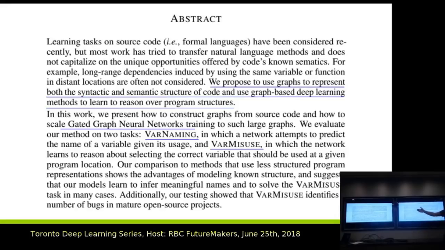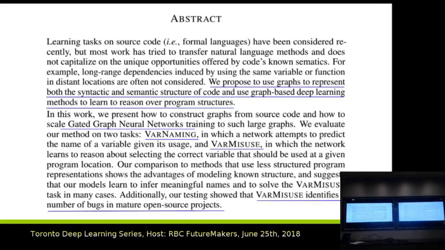Essentially, variable naming is if there are a lot of blank spaces that could be the same variable, what should be the name of that variable? And variable misuse is, I have used a variable in a certain place, but is that the correct variable? The second one is more interesting because a lot of the time you choose a variable that is type correct, so everything runs, but it's not the variable you meant to write there. And the program will be able to find that sort of thing.